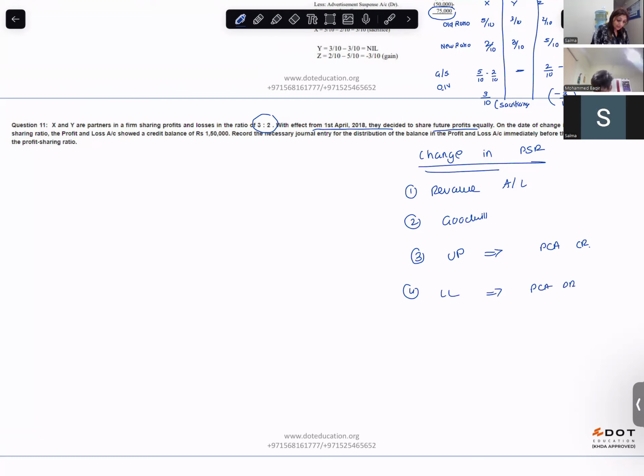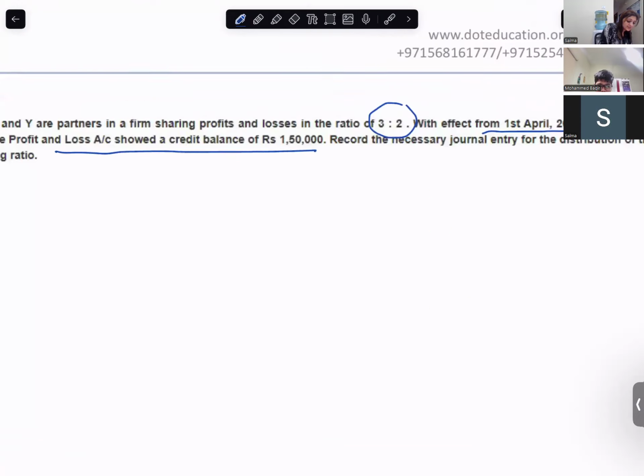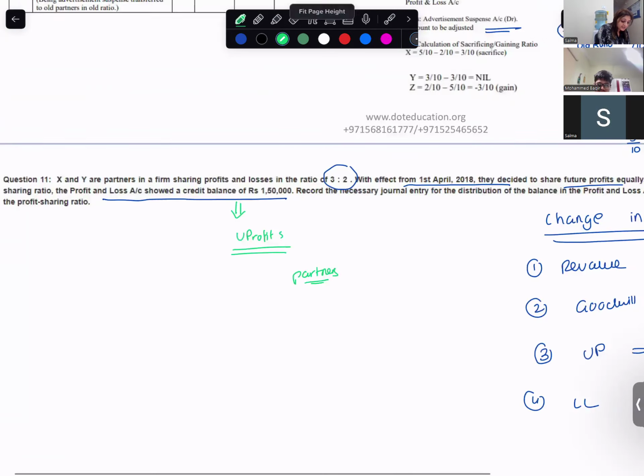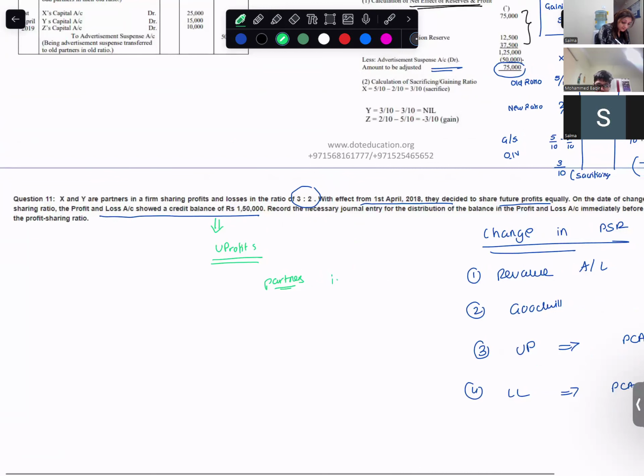So there is a change in the profit sharing ratio and you have a profit and loss account credit balance. What is this balance, undistributed profits or undistributed loss? This is undistributed profit. Undistributed profits would be distributed amongst the partners in which ratio? Old ratio. What are they asking you to do? Record the necessary journal entry for the distribution of the credit balance.